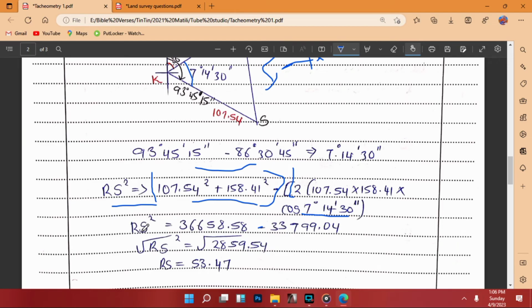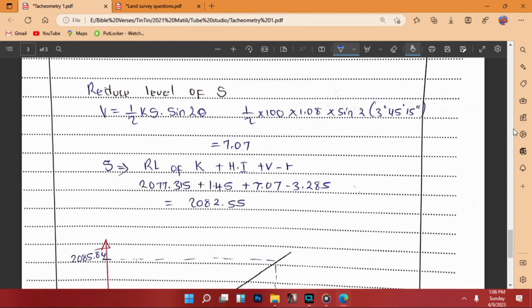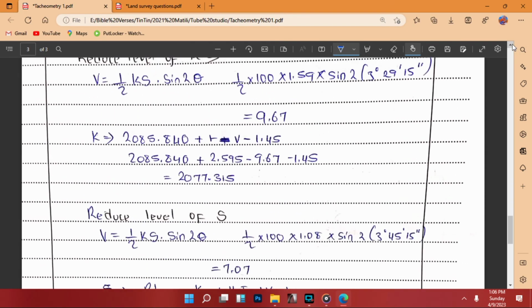So RS will be 53.47. So 53.47, that is the distance between R and S. We move to the next point. So we need to calculate the reduced level of K.